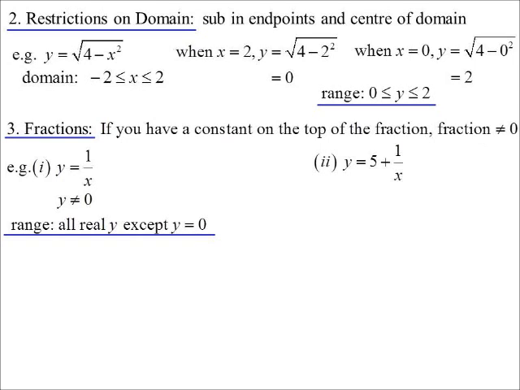5 plus 1 on x. So again, that fraction can't equal 0. So I could never get the answer 5 for that one. So all the y's except y is equal to 5.